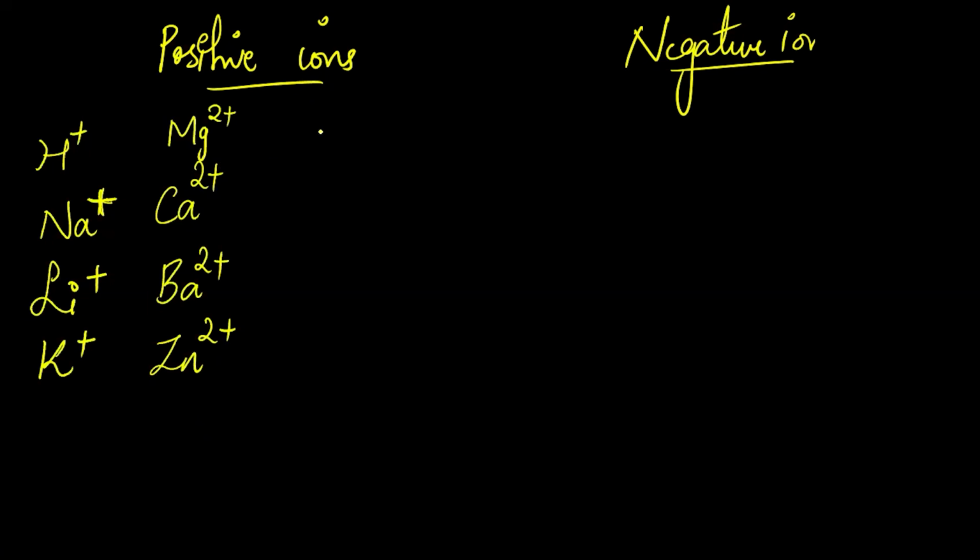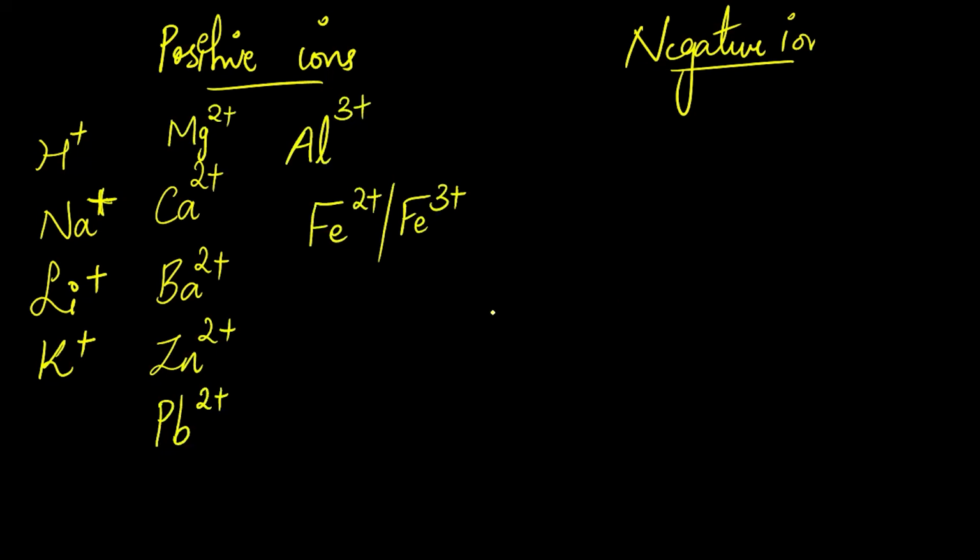And what is the next one? 3 plus, that is Al. Al is 3 plus, and lead is Pb 2 plus. And iron can be Fe2 plus or it can be Fe3 plus. It will be given as a Roman numeral in brackets, which tells you which one to choose. Okay, these things you must remember at least, keep these in your mind.